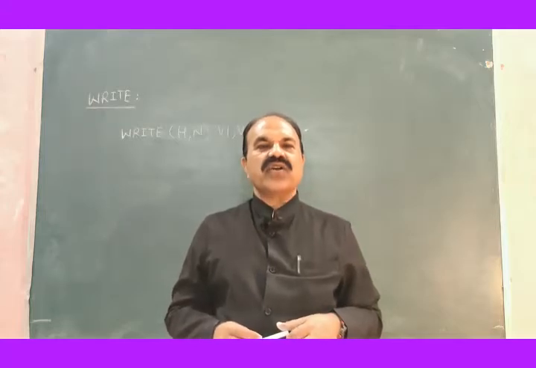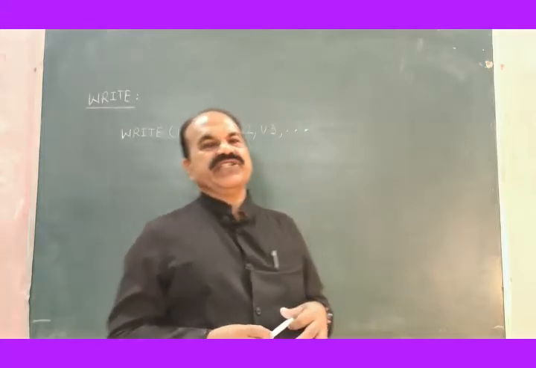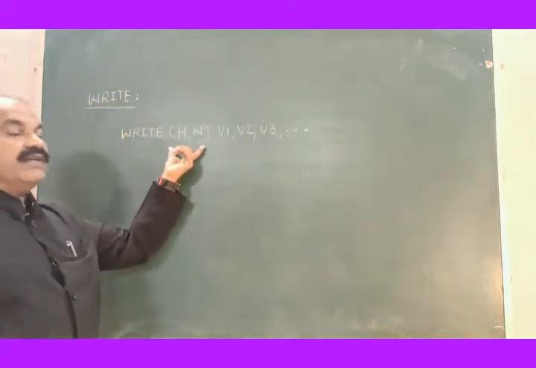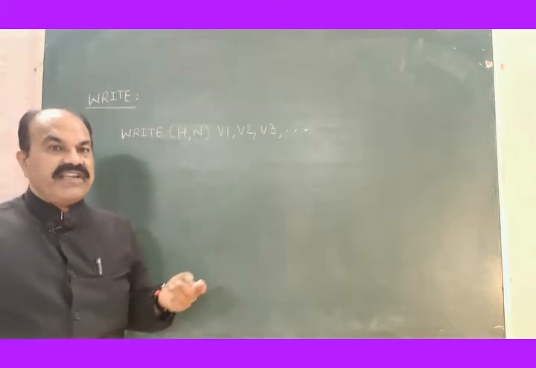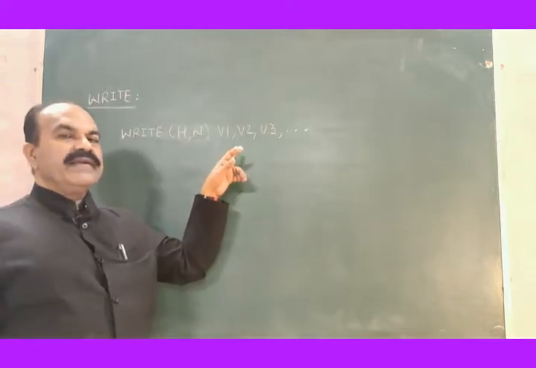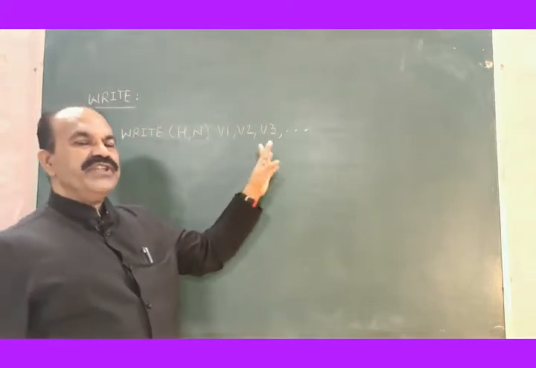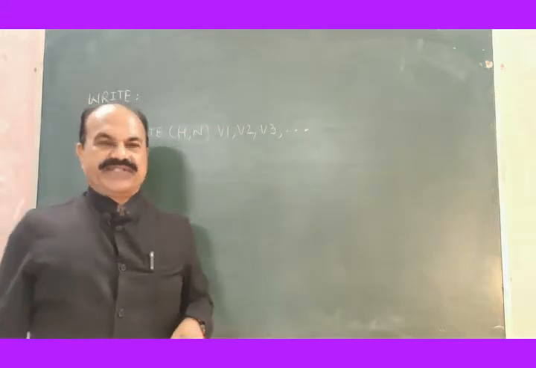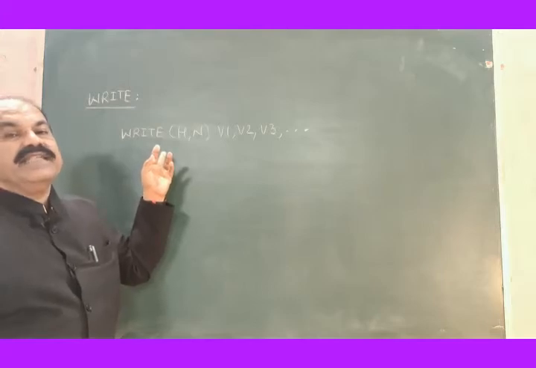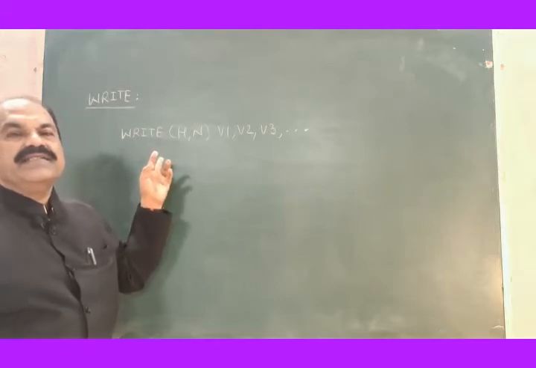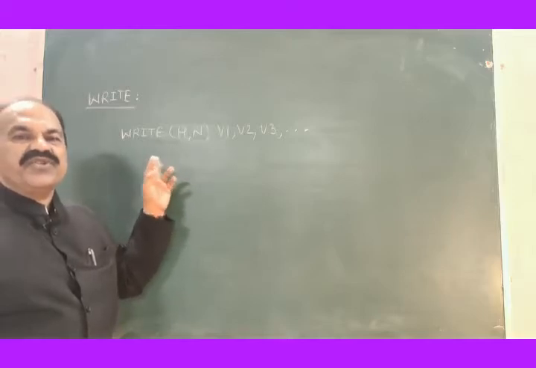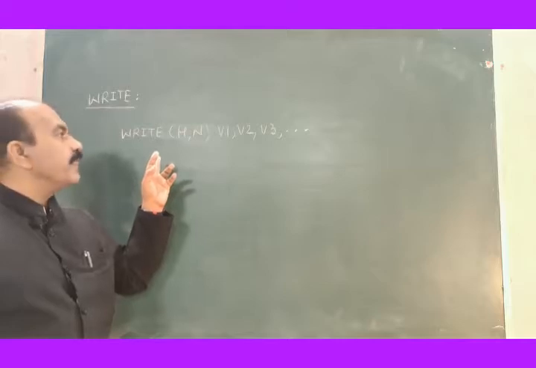Its syntax or general format is this. Write is the statement followed by a bracket having capital H comma capital N followed by variables v1, v2, v3, v4 etc. separated by commas. You know what is write statement? It is used to output the data after execution of a Fortran program.